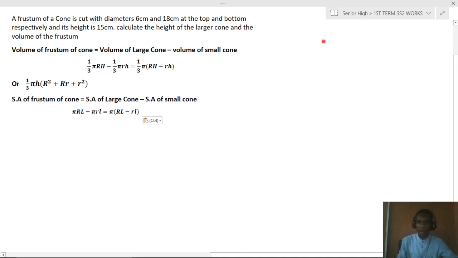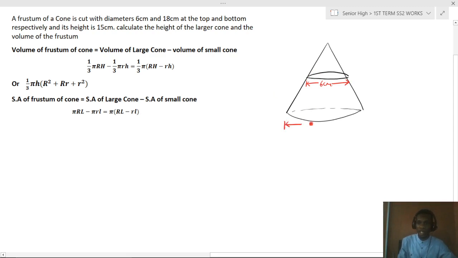So if we have a cone, and this is our cone, then we know that its frustum was cut from this cone. If the frustum was cut, let's say somewhere here, then the new frustum has a diameter at the top of 6 centimeters. So the diameter from here to here is 6 centimeters.